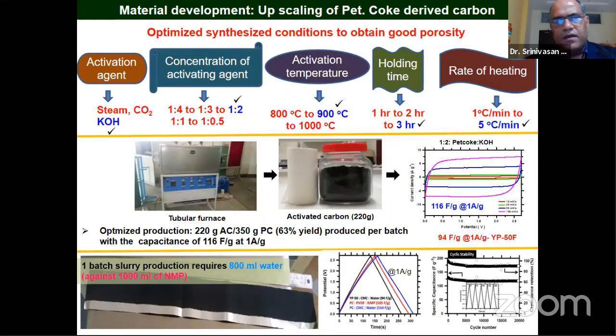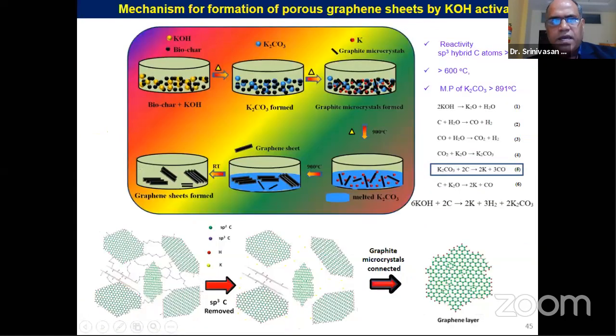For this material, once we established a lab scale process, we have now done the upscaling activities. We have optimized many parameters, starting from the activation agent, its concentration, activation temperature, holding time, and heating rate. Now we are able to synthesize 220 grams per batch, and the upscaled performance is comparable with the carbon synthesized at lab scale. This is the kind of electrode we have prepared. I will cover that later.